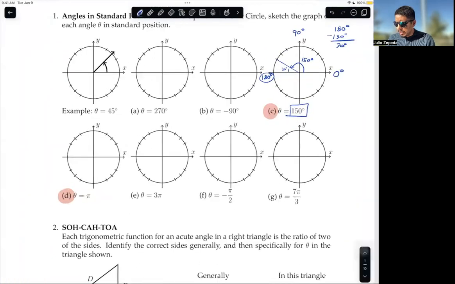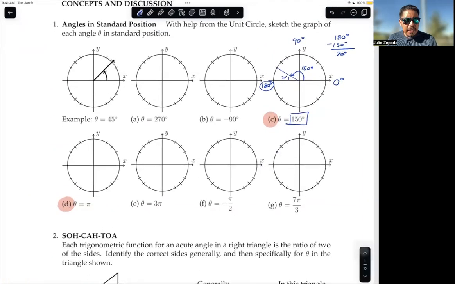Then let's take a look at another one. Theta equals pi. In radians, we should know that this is 0 radians. In the positive y direction is pi over 2 radians. Then in this direction is pi radians, 3 pi over 2 radians. And then a complete revolution is 2 pi radians. So this one is quite a bit easier, since we're trying to graph theta equals pi radians. That's one of these quadrantal angles.